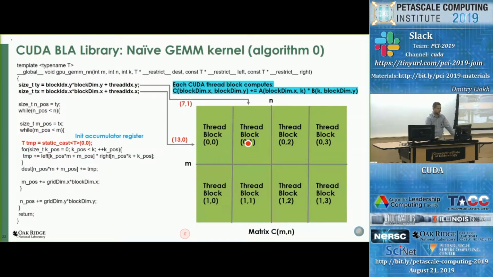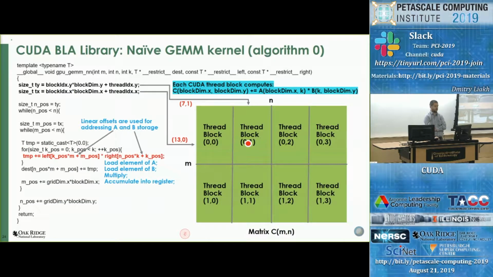And then each thread initializes the accumulator register. Here it is just a float called TMP, and it assigns it to 0. The compiler puts this in a register, and it is private to each thread. Then each thread runs the loop over the k index, over the entire range of the k index. Each thread finds its element of the left matrix, matrix A. Then it finds the element of the right matrix, matrix B, and then it multiplies them and accumulates in its own accumulator stored in a register.